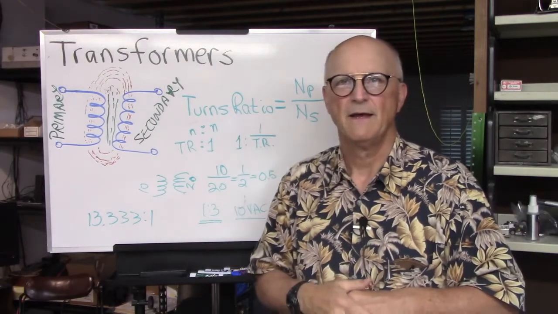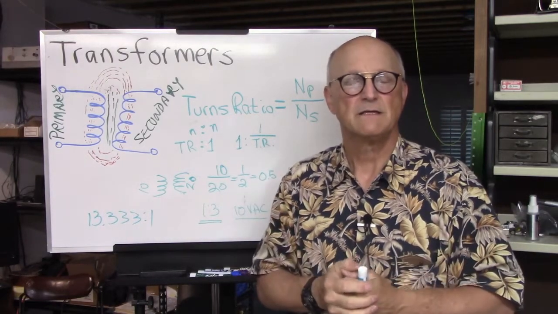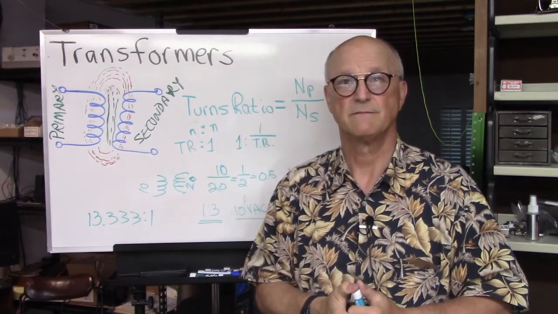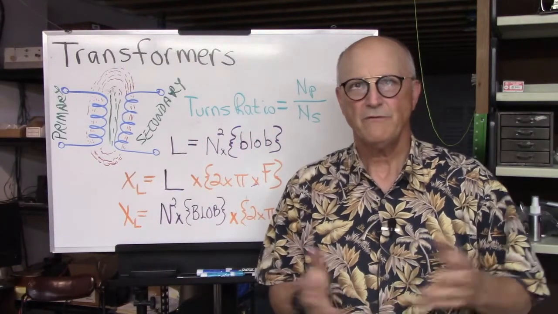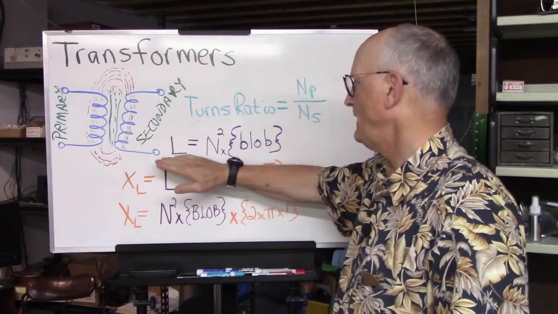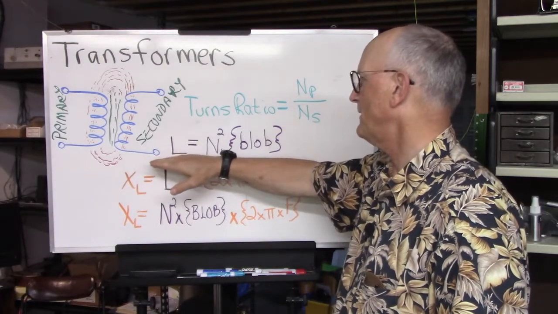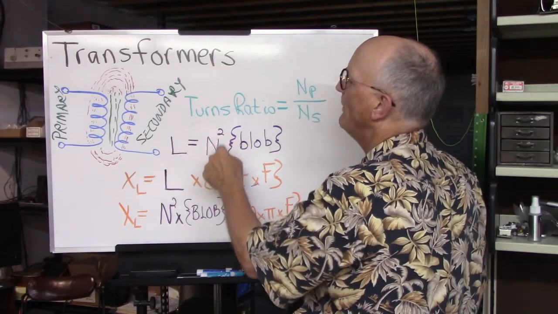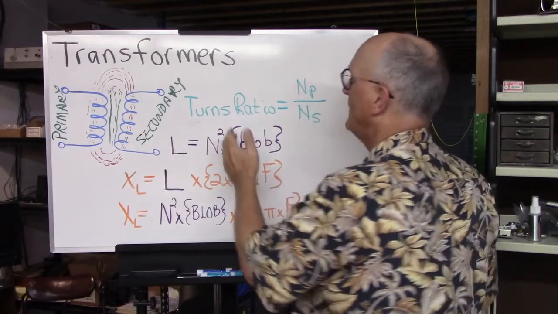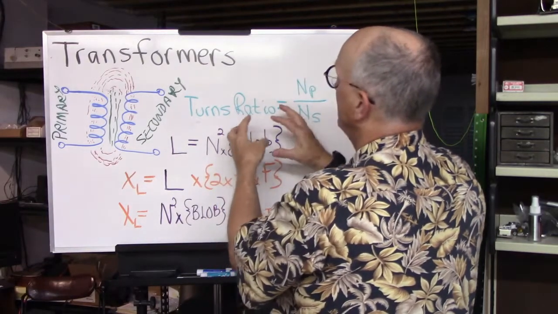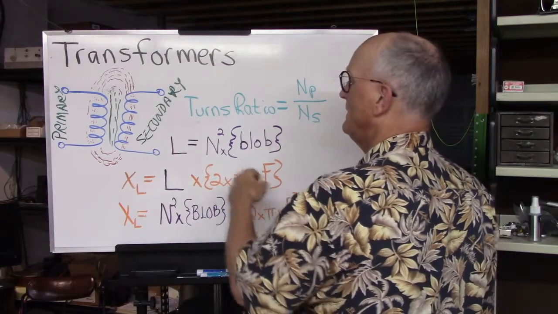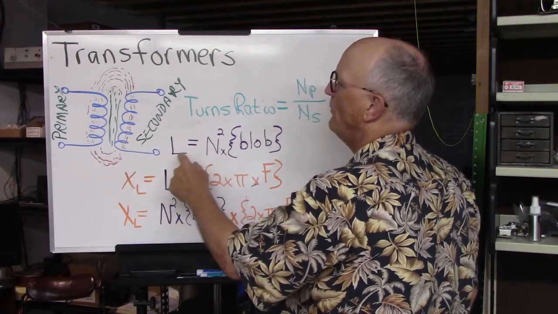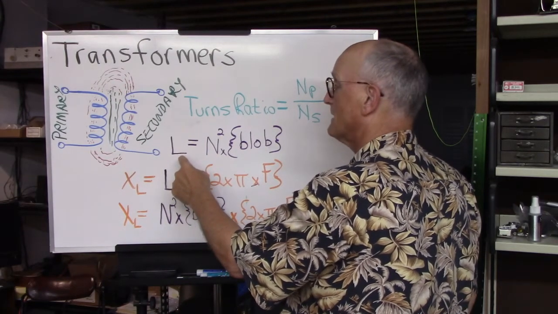Nicer numbers. But what about the impedance ratio? Sometimes they're specified in terms of the input impedance versus the output impedance. In previous videos, we discovered that the inductance of an inductor is most commonly equal to some number of turns in the inductor squared times some blob of other math that goes along with it. So if we double the number of turns, then we quadruple the inductance of an inductor.